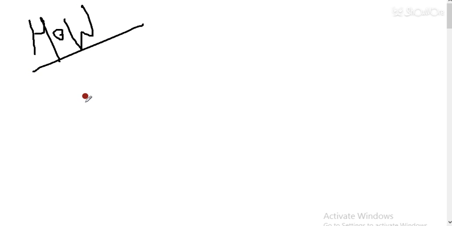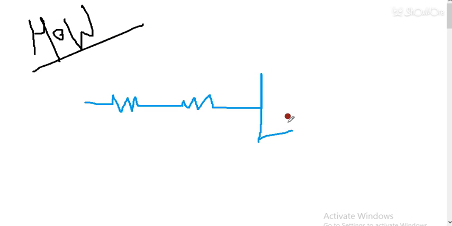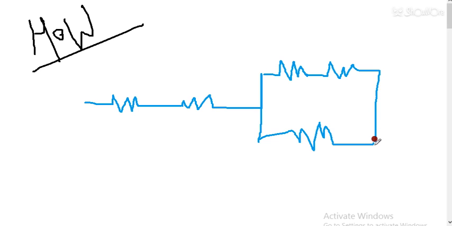Okay, so one resistance I have, another resistance I have, and after it I have two resistances, this one and this one, and one resistance here. So you have to find this current I1. Let me take some different question. You have to find this current.